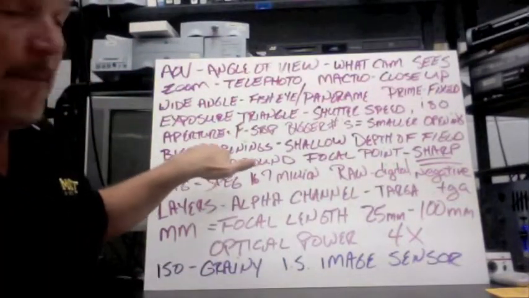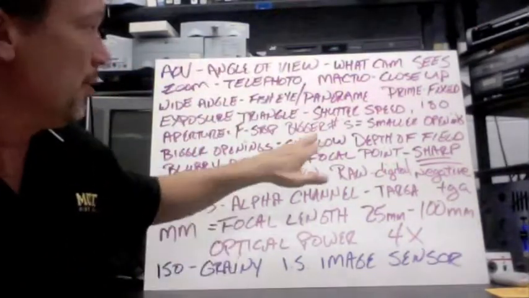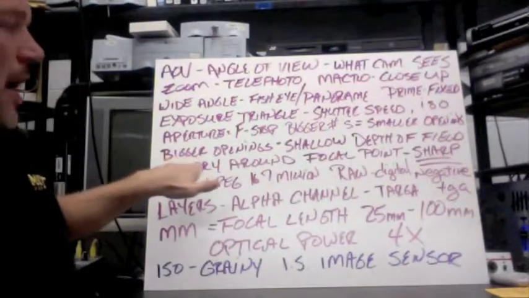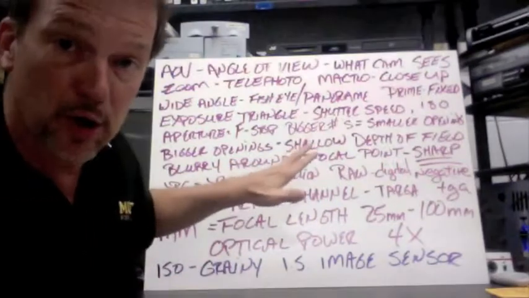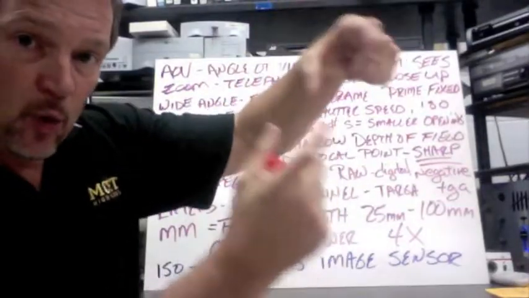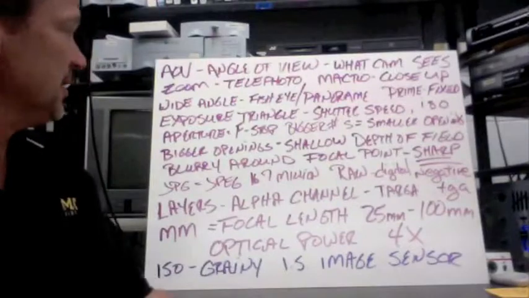And when you've got a bigger opening, a smaller number, you've got a shallow depth of field, which means the things around your focal point are more blurry. Okay, so shallow depth of field means that you've got your focal point sharp and in focus, and the other things around it are out of focus.